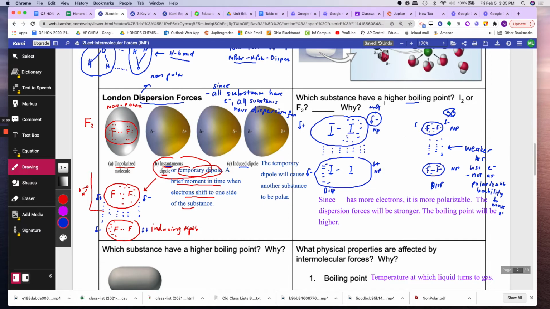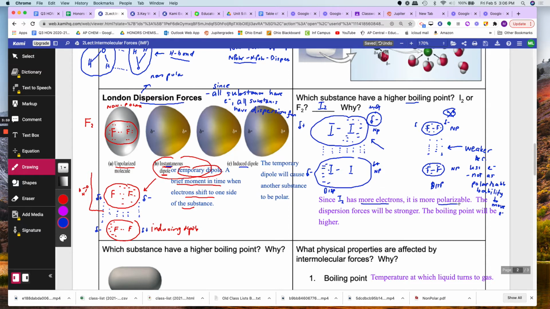So the question is, which substance has a higher boiling point, I2 or F2? I would think it would be I2. And when I ask why, go ahead and answer: why do you think that is? The reason is it has more electrons. I would say the following down here. Since I2 has more electrons, it is more polarizable or movable. The dispersion force will be stronger and you have to heat it up more to make it boil, so the boiling point will be higher.